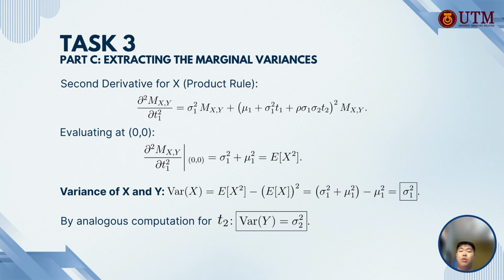To find the variance, we need the second raw moment. We take our previous first derivative and differentiate it again with respect to t1. Because t1 appears in both the coefficient bracket and the MGF exponent, we must use the product rule. Evaluating this massive expression at 0, 0 simplifies elegantly down to sigma 1 squared plus mu1 squared. Using our standard variance definition, we subtract the squared mean, leaving us with exactly sigma 1 squared. The exact same logic applies to y, yielding sigma 2 squared. This successfully proves that the joint MGF perfectly preserves the marginal parameters of both individual distributions.